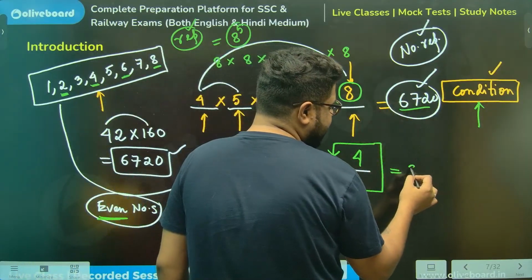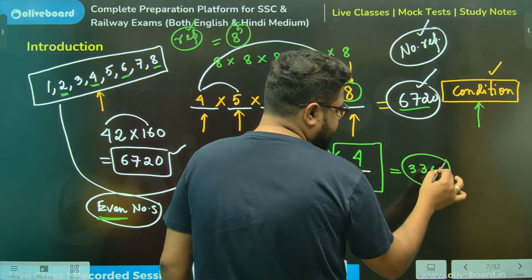So isko half kar do. 3360. That's your answer.